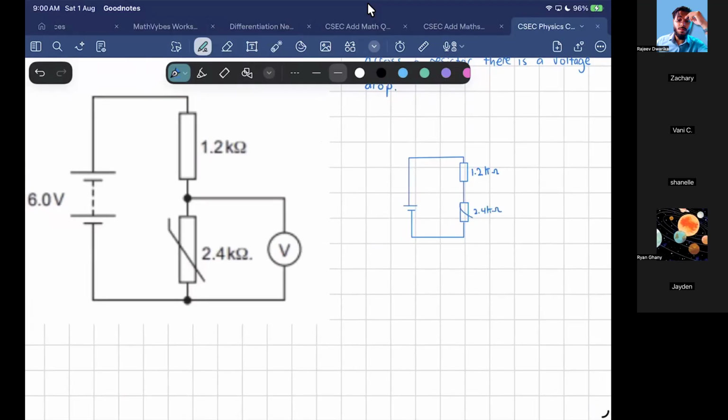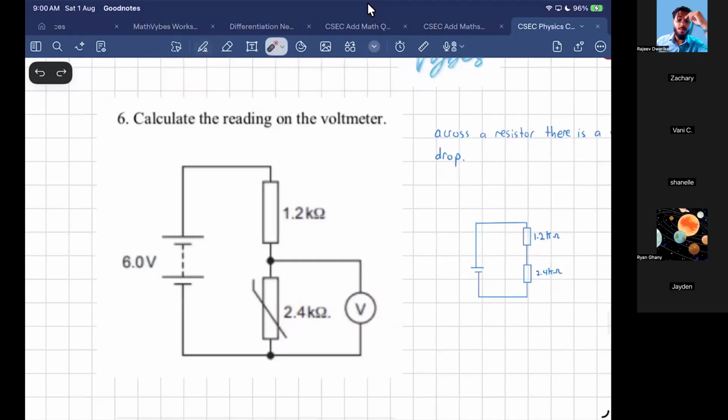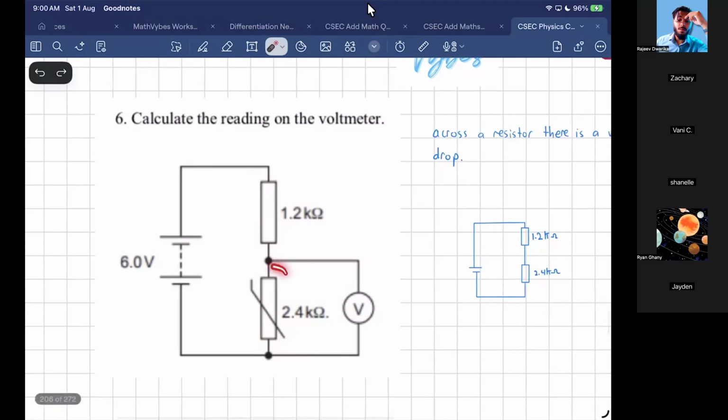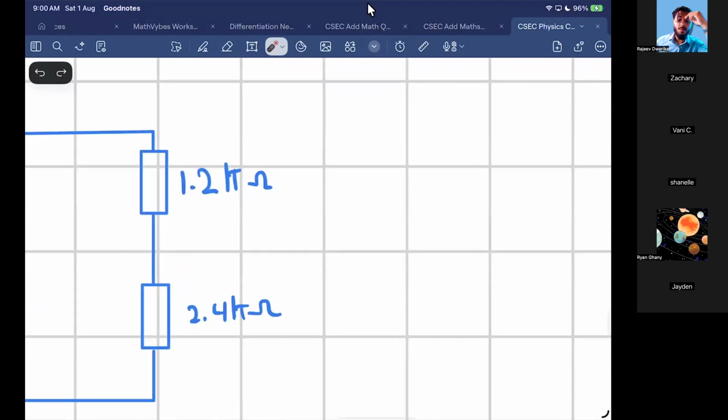Oh, and let me explain something, guys. Can you see that these resistors look a bit different? Yes, they look a bit different. This is a fixed resistor, and this is a variable resistor. As the name suggests, variable resistor, that means we could do what? Change it. Yes, you could change the resistance. Exactly. But in this instance, they set it to 2.4K.